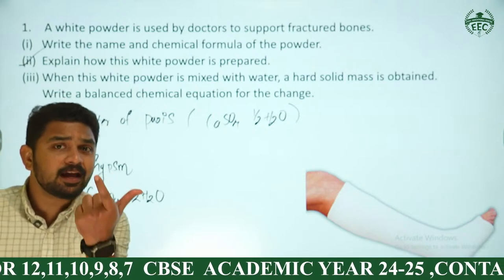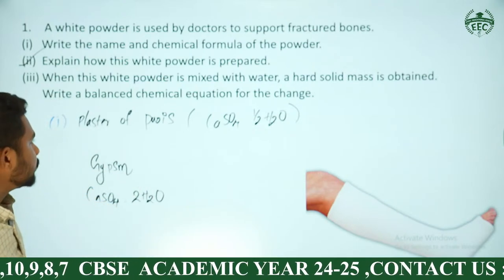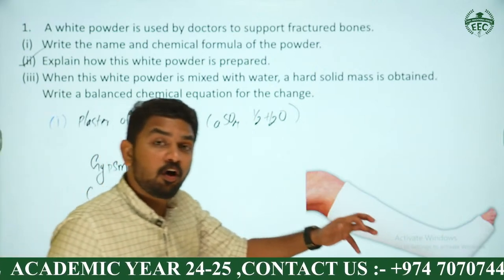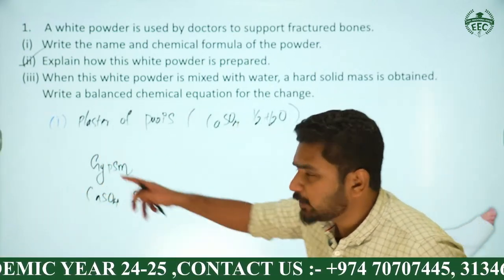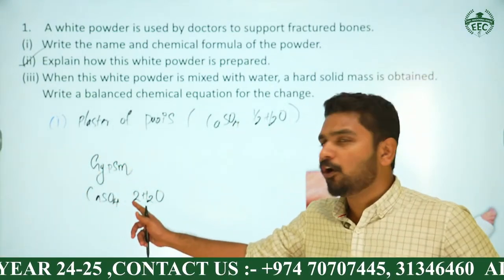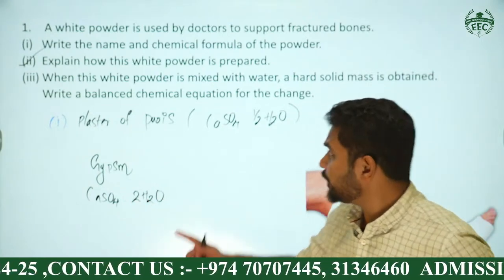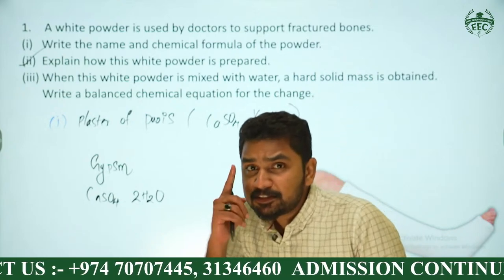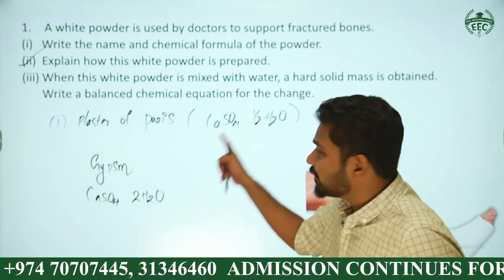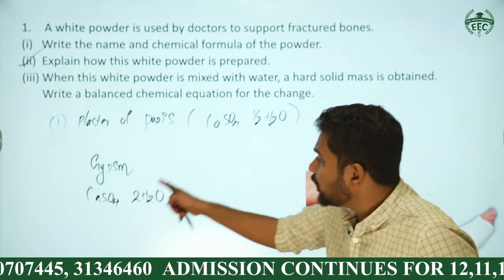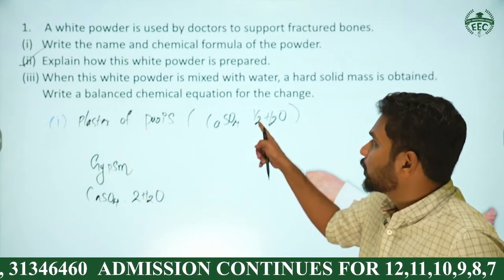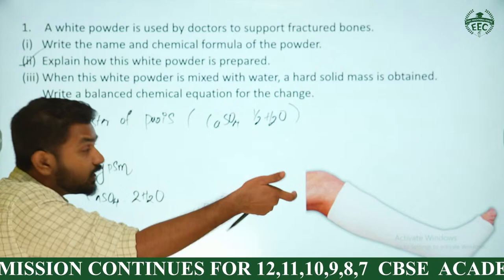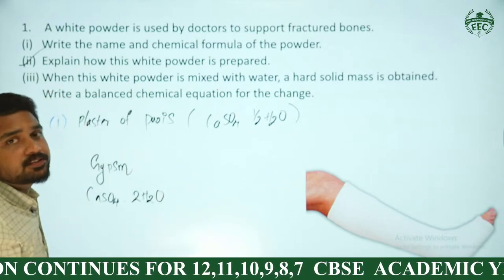Only 1.5 H2O difference. For plaster of Paris, the formula is CaSO4.0.5H2O, and for gypsum it is CaSO4.2H2O. The difference between plaster of Paris and gypsum is only 1.5 H2O. That is the significance of water of crystallization. There is only a change in water of crystallization. If the water of crystallization changes, then the substance itself changes.